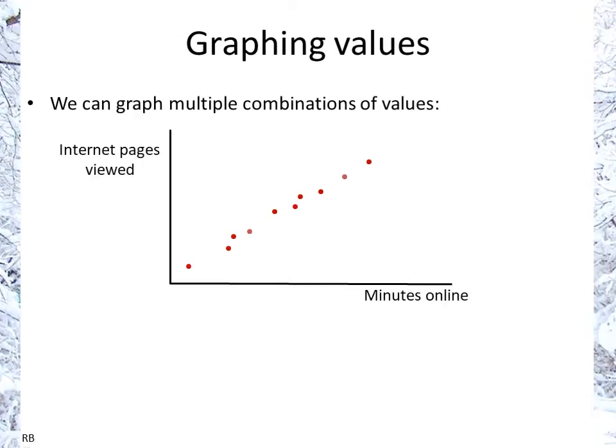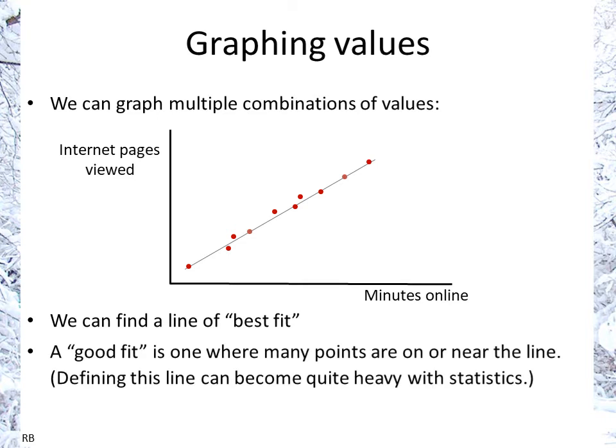Now we can graph multiple combinations of values by taking many observations. Here, as can be expected, the minutes online are related to the number of pages viewed, and there's some sort of a linear or linear-like relationship. Now we can find a line that is a best fit. Best fit, of course, is one where many points are on or near the line. When you get deep into this, if you get into statistics, that can become quite a difficult proposition, but basically that's what they're doing.